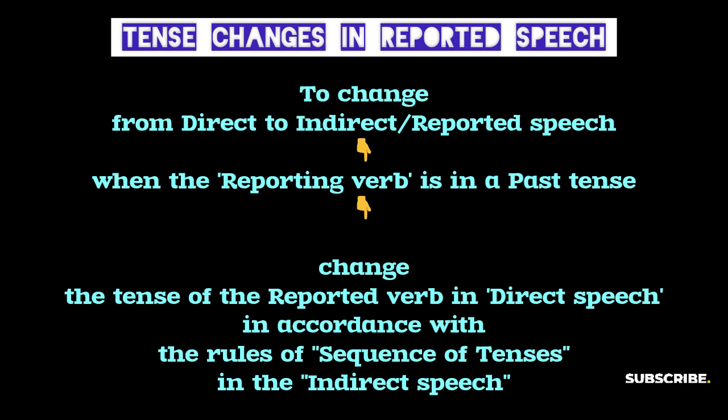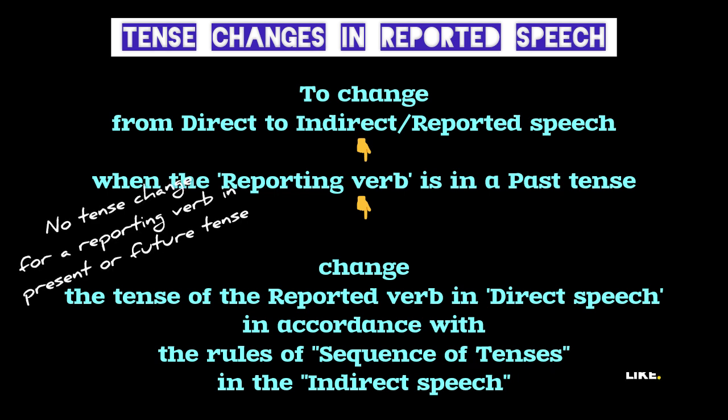So it's clear that in narration change, if the reporting verb is in a past tense, the tense of the verb in the direct speech will also be changed according to the rules of sequence of tenses. However, if the reporting verb is in present tense or future tense, the tense of the reported verb will not be changed in indirect narration.